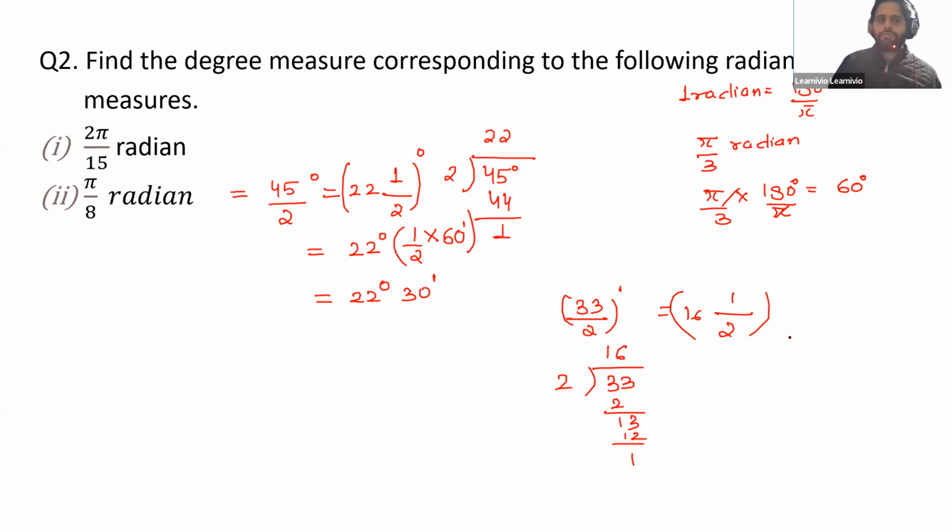Okay, so this much is clear up to question number 2. Yes, sir. Okay, very good. And please note down this up to 30 seconds. There's no need to note down this. And start 1 by 4 radian. And if you're getting a fraction in minutes, then convert that further into seconds.